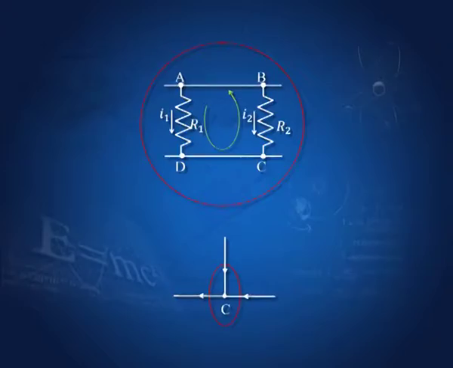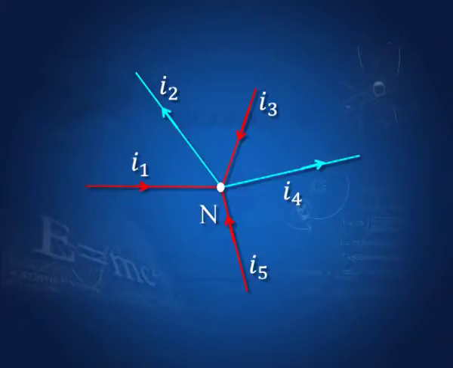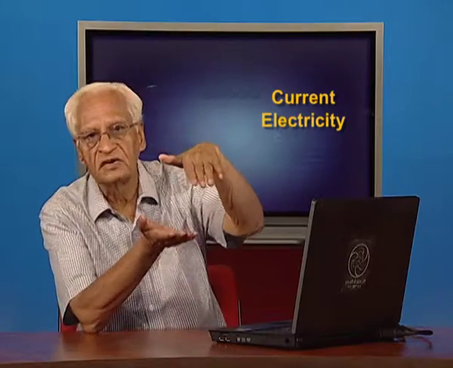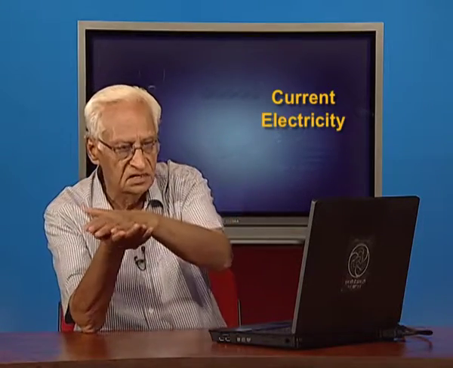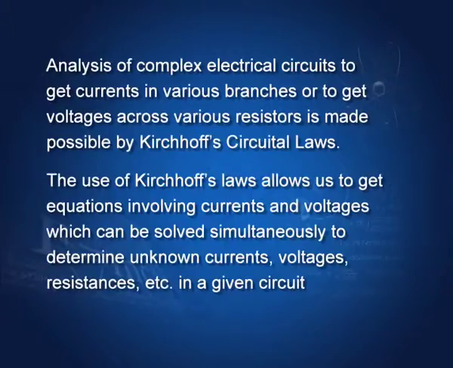Now, if we have a complicated circuit, say like this or like this or like this, how do we find the currents in the various arms, or the potential differences across various resistances or the terminals of the battery? How do we do that? This is done with the help of Kirchhoff's circuital laws, or simply Kirchhoff's laws.